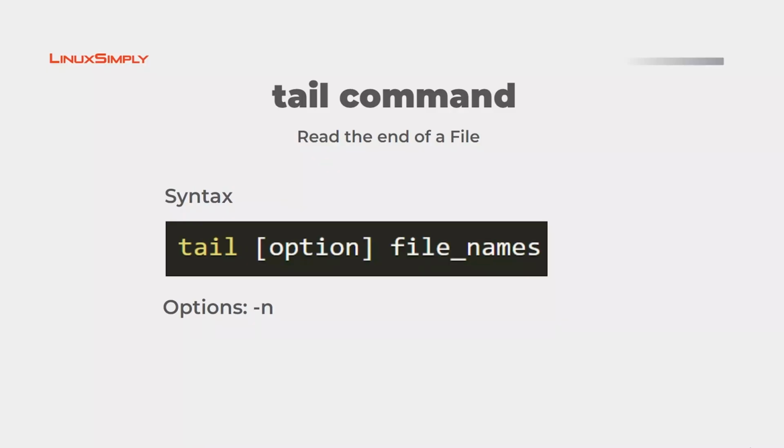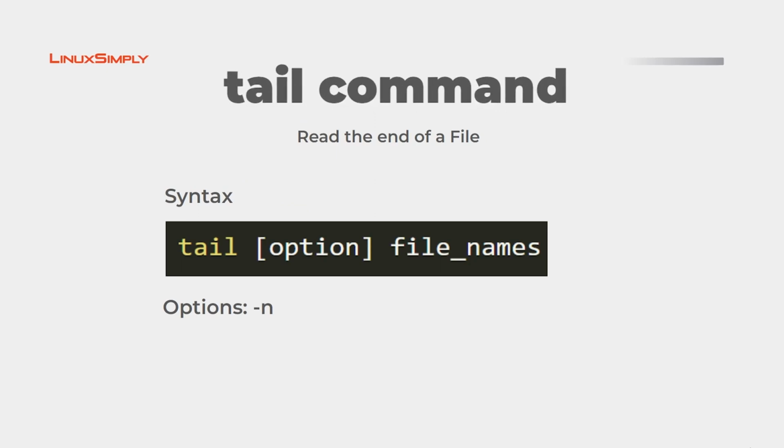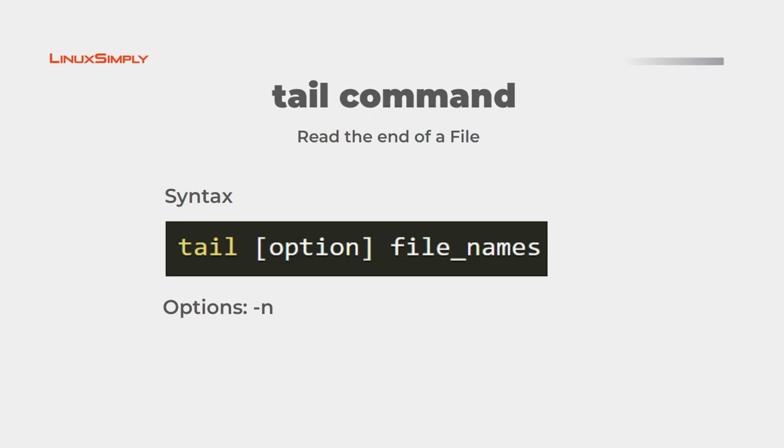Just like the head command, the tail command performs the opposite operation. By default, the tail command displays the last 10 lines of a file. But if you want to mention the specific number of lines you want to display in the terminal, you have to use it as an option.